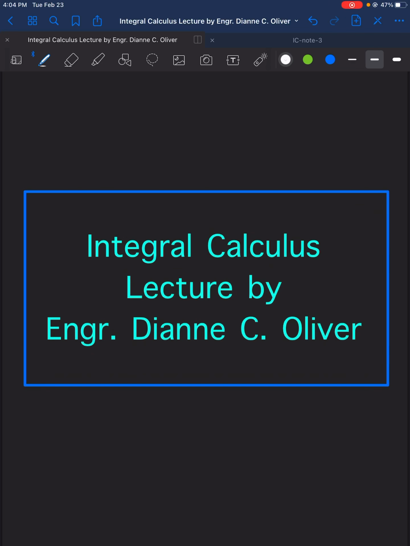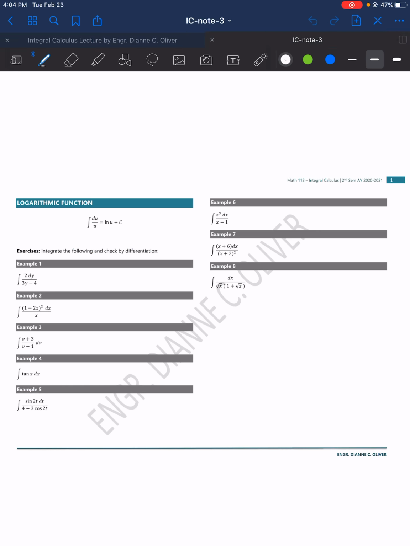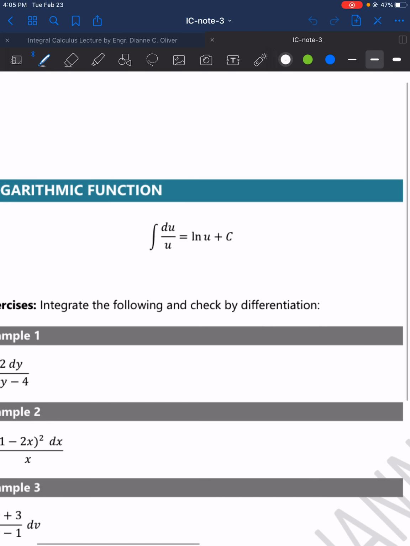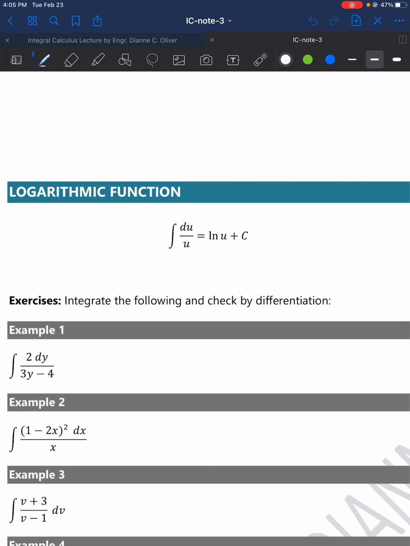Let's continue our lecture video in integral calculus with the topic logarithmic function. Now the pattern that we are going to use here is the integral of du over u is equal to ln u plus c. Now let's use that by solving these exercises.